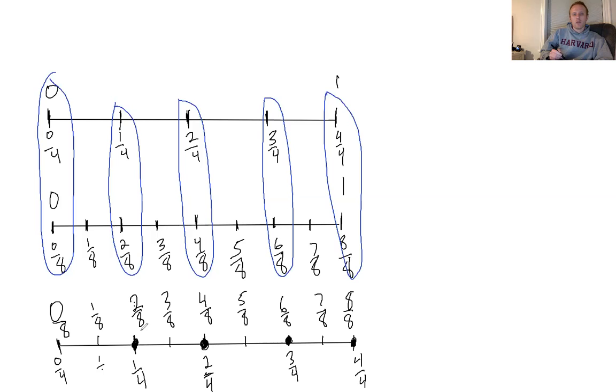Right? So 2/8 is the same as 1 fourth, 4/8 is the same as 2 fourths, 6/8 is the same as 3 fourths, and 8/8 is the same as 4 fourths. And I forgot this one, of course, 0/8 and 0 fourths are also the same. Those are both equal to 0.